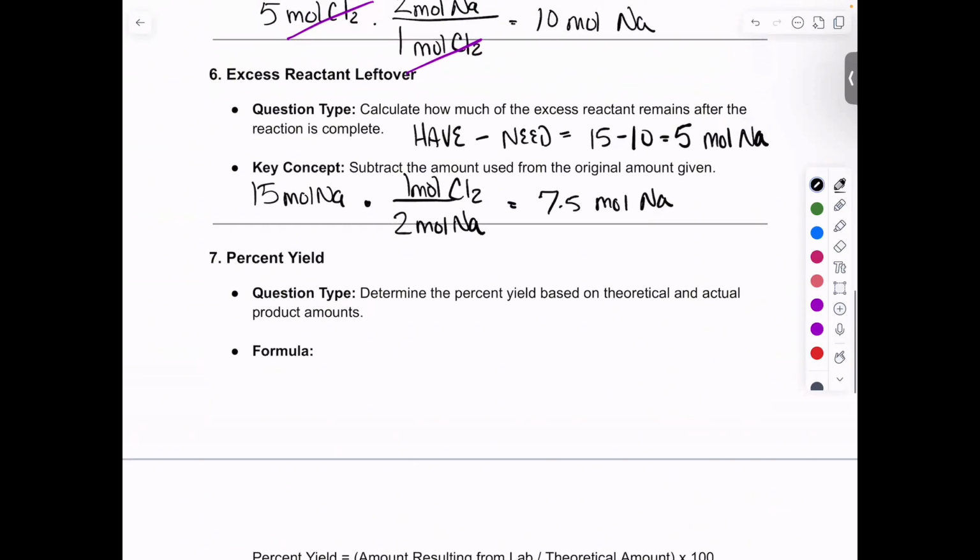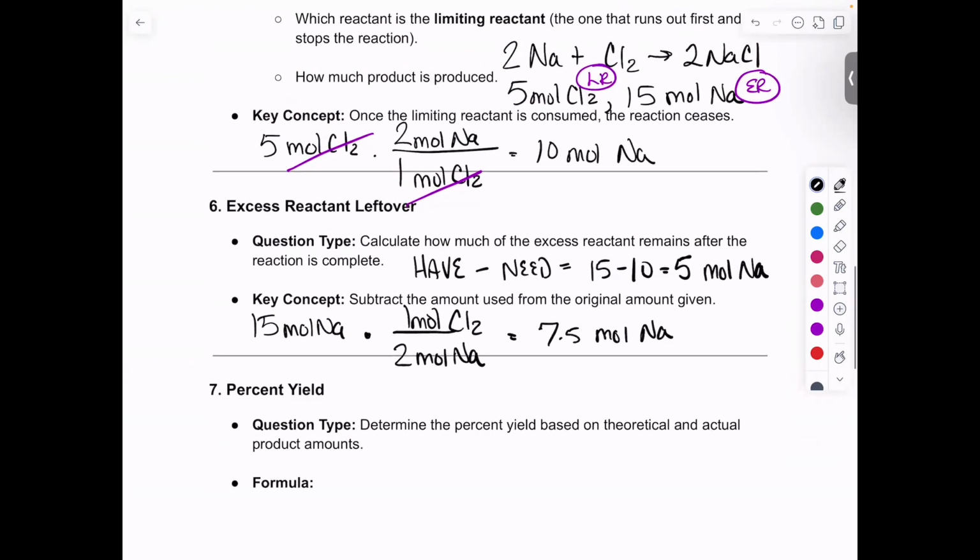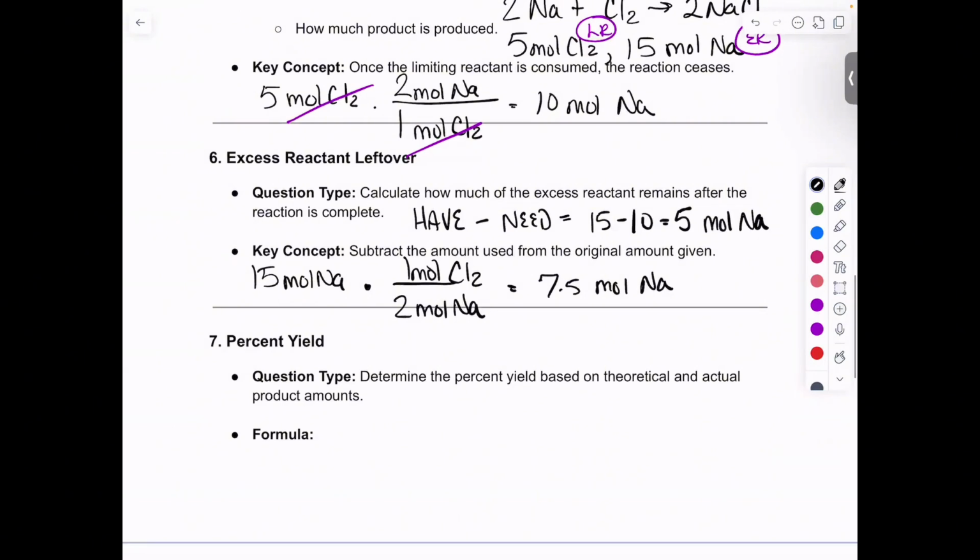So remember, you always, always, always want to use your limiting reactant to determine product, because when that's gone, everything's gone. If you use the wrong reactant, you'll have too much. I'm adding a second conversion here because I'm going to write train tracks. These are just train tracks to separate my ratios. If we start with our given 5 moles of chlorine, I know for every 1 mole of chlorine, I'll get 2 moles of NaCl.